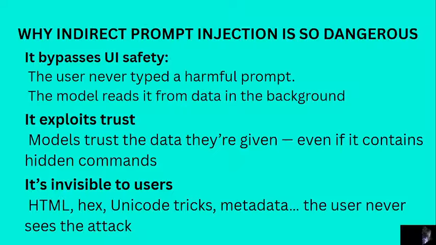The AI model has to go and read a particular source to pull the data and supply the appropriate response. And at the point at which it wants to pull the data, it has been poisoned and it's not visible to the user. For example, it can come in the form of HTML, hex, Unicode tricks, metadata, and so forth. So the user never sees the attack.